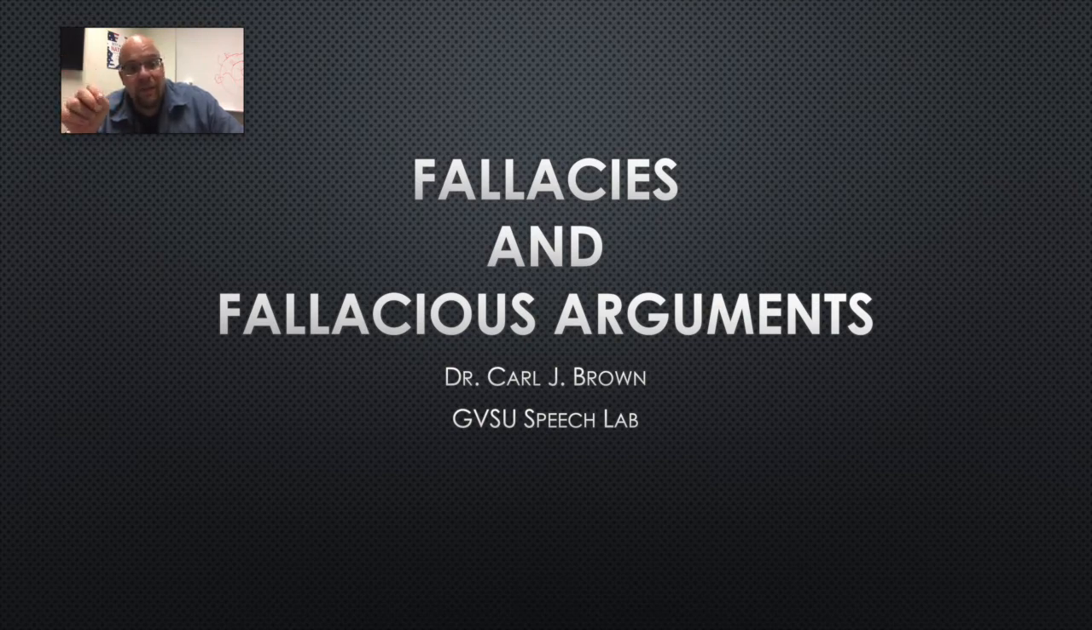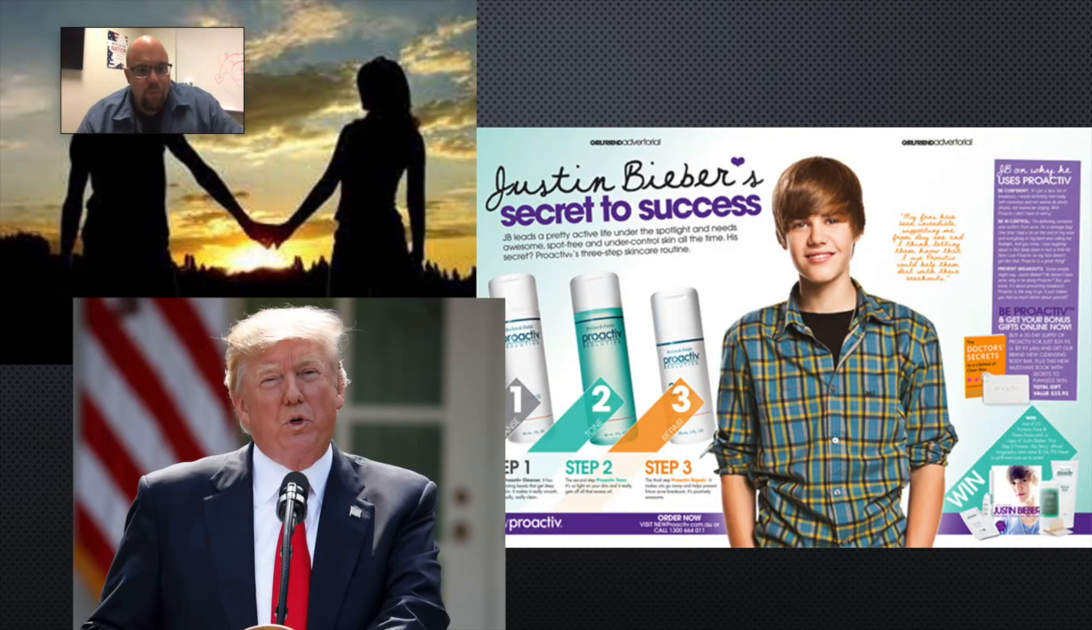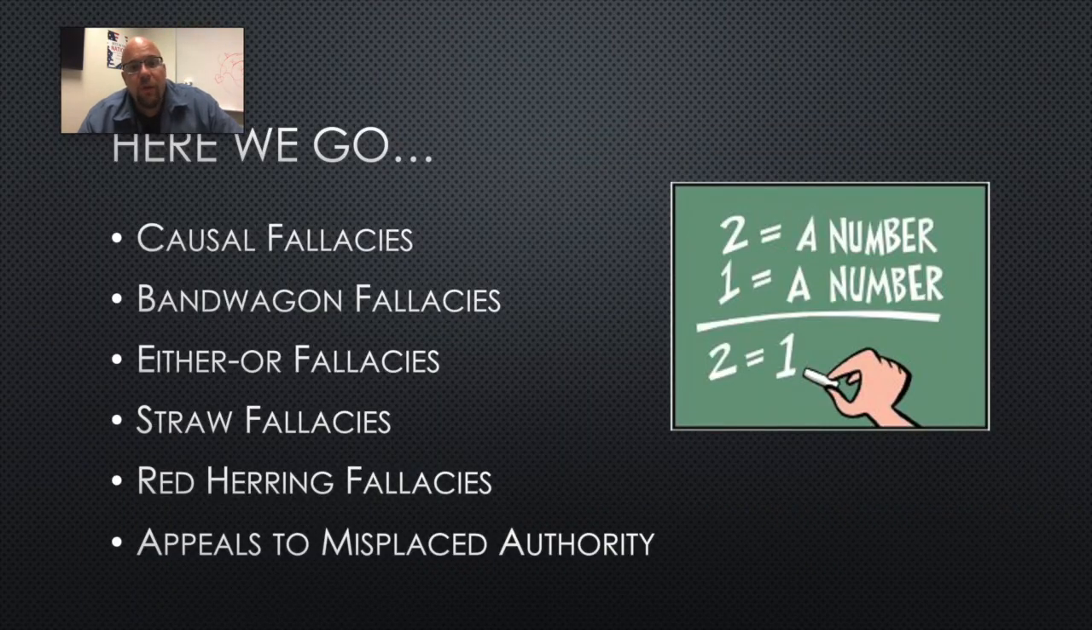But the second reason I tell you about it is because we see these every day, all day long. Conversations with friends, family, TV commercials, advertisements on the internet, you name it, they're out there. So let's talk about a few. Now, there are like 220 of these things. We're just going to talk about a couple because they are, as you can see here, so prevalent. From relationships to politics to celebrities, we can't escape it. So we are going to talk about these fallacies: causal fallacies, bandwagon, either or, straw, red herring, and appeal to misplaced authority.